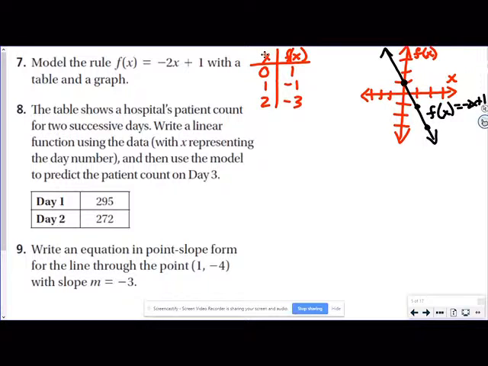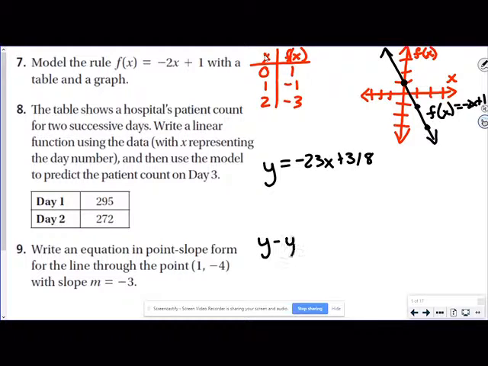Number 8, we want to plug in the values in L1 and L2 for our equation. So we put 1 and 2 in L1, and we put 295 and 272 in L2, and we run our linear regression. And we come up with y equals negative 23x plus 318. Write an equation in point slope form for number 9.